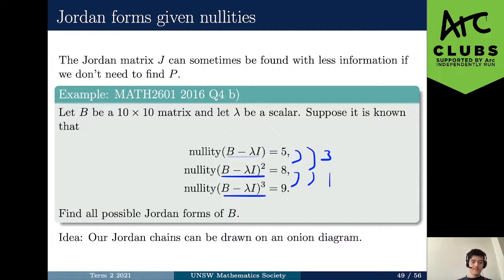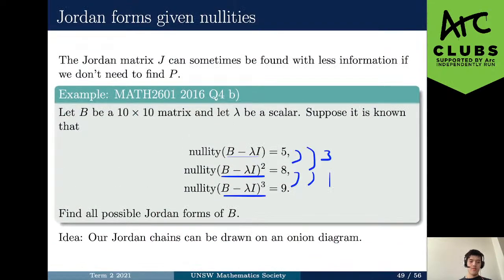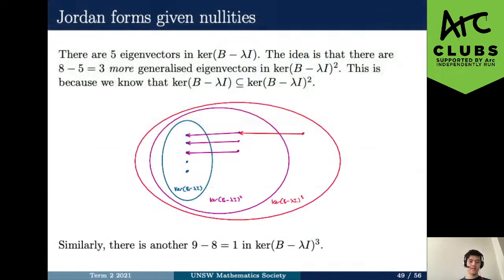Okay, so find all the possible Jordan forms of B. In this case, we use an onion diagram. I think maybe in class you would have used diagrams of a pile of blocks. They're pretty much the same thing. This is the diagram that we use to represent it. We know that the nullity is 5, so that's saying that there are 5 eigenvectors. These are the 5 eigenvectors.